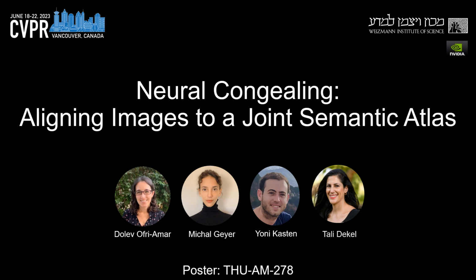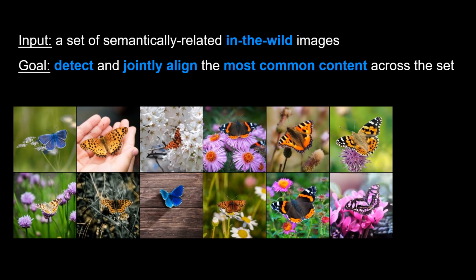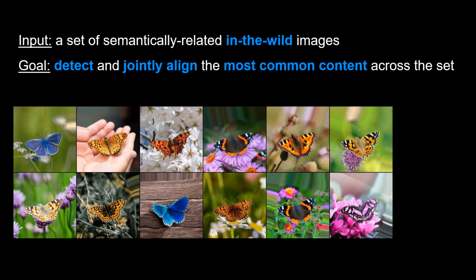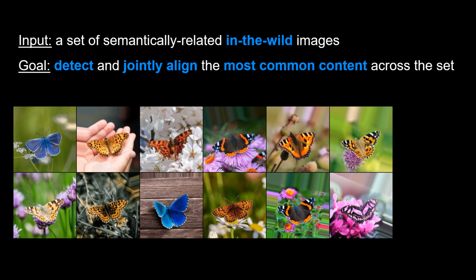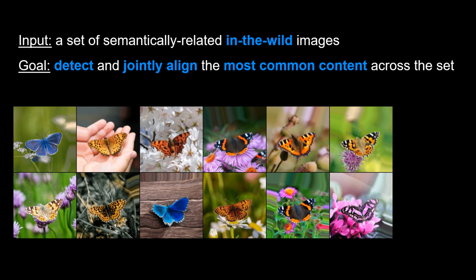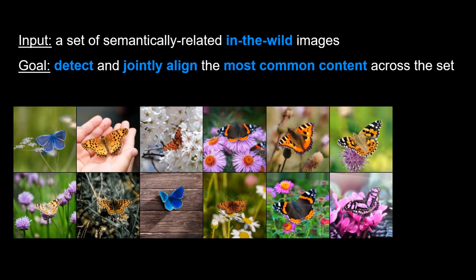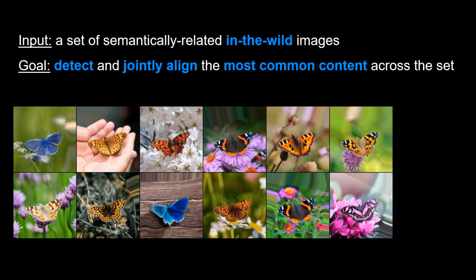We present neural congealing, aligning images to a joint semantic atlas. In this work, we address the task of joint visual alignment. Given a set of in-the-wild images that are semantically related, our goal is to detect and align the most common content across the set, in this case, butterflies.